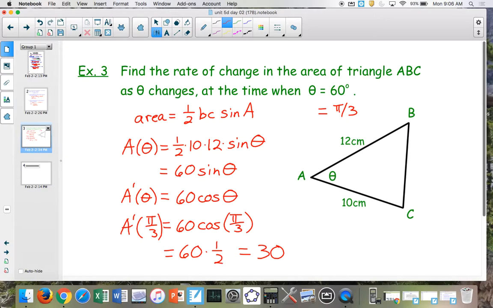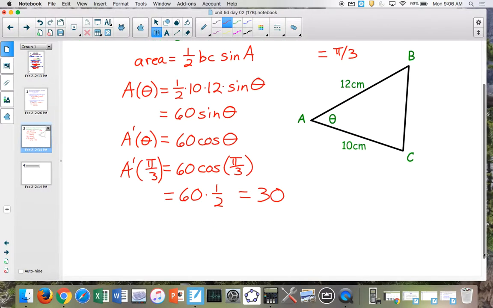Now you have to remember what this represents. So we're dealing in area, and our sides are in centimeters. So it's going to be 30 square centimeters per unit for theta, which is radians.